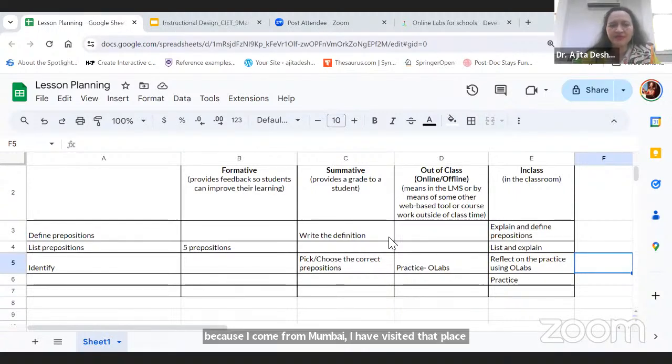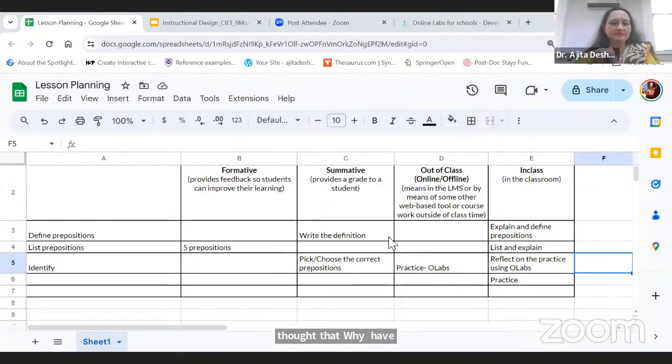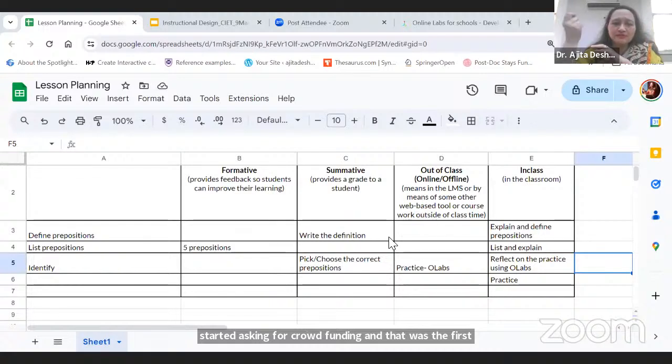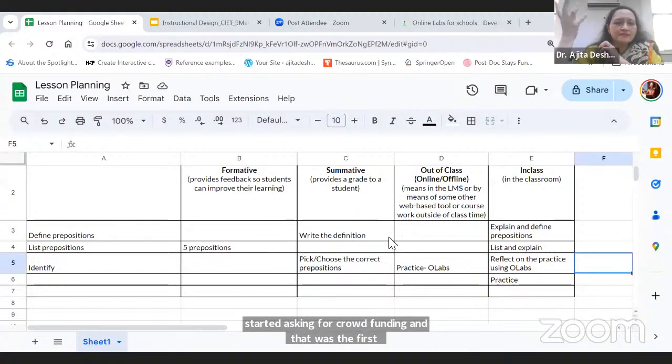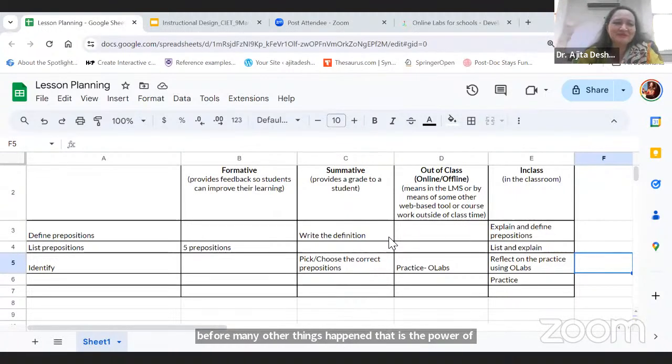It's called Pashte. There was one teacher who dreamt and thought: why shouldn't my students have all that is present in the city? And it was a Zilla Parishad school. So what he did was he started asking for crowdfunding, and that was the first Zilla Parishad school which was completely tab based within a few years. Even before many other things happened, that's the power of one common man who can go ahead and do crowdfunding.